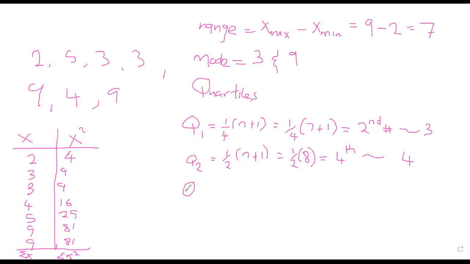Then we have the third quartile, the upper quartile. First, the second quartile is also called the median. The first quartile is also called the lower quartile. And the third quartile is also called the upper quartile.